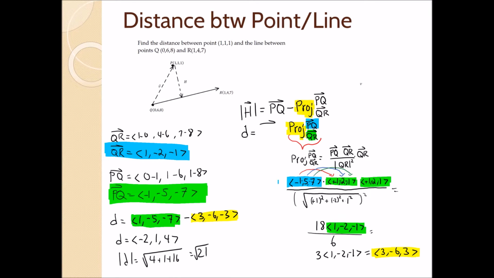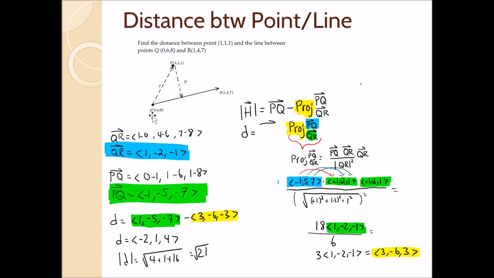So here we have an example of finding the distance between a point and a line given 2 points to form a vector. We're given point P, which we have as 1, 1, 1, and we have a line formed by points Q and R, where Q is 0, 6, 8, and R is 1, 4, 7. The first thing we'll do is find the vector between Q and R. So we have 1 minus 0, 4 minus 6, 7 minus 8. So we have this vector equaling 1, negative 2, negative 1.